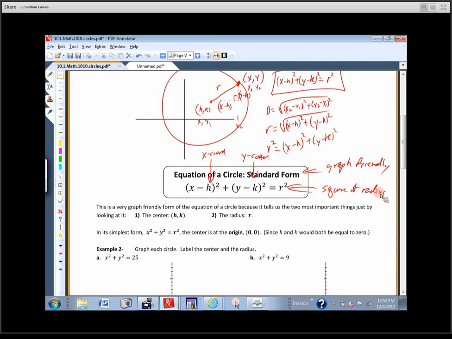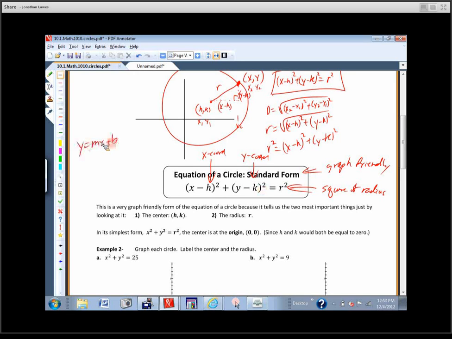So again, it's a very graph-friendly form of the equation of the circle because it tells us the two things. It tells us what the center is. The center would be (h, k), and it tells us what the radius would be. It's going to be r. So if you're given the equation of a circle in standard form, it's kind of like somebody saying, hey, you know what?